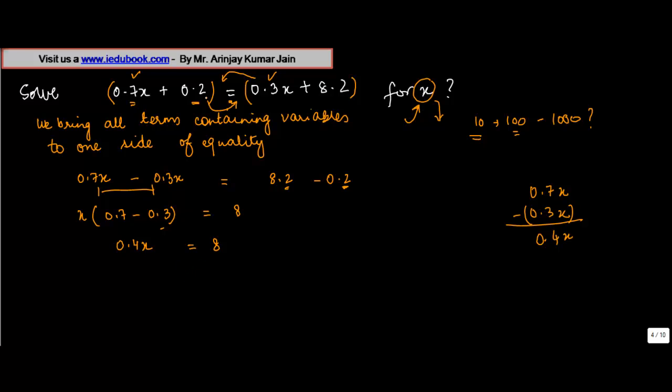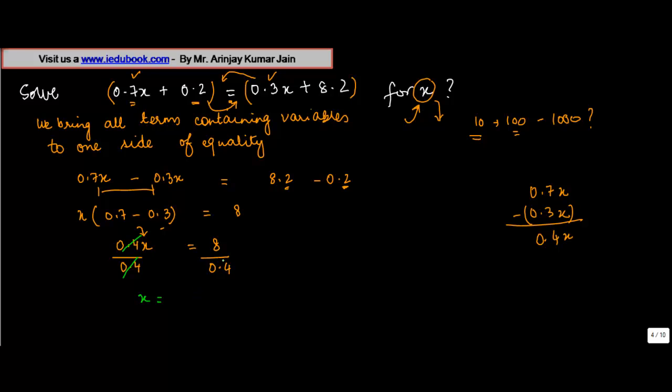Now the idea behind these kinds of linear equations is that you have to remove everything which is the coefficient of this x. So in order to remove this 0.4 from here, we'll divide this side by 0.4. But in order to ensure that the equality remains as it is, we also need to divide the other side by 0.4, right? Now this 0.4 will cancel with this 0.4, and we will be left with x, okay?